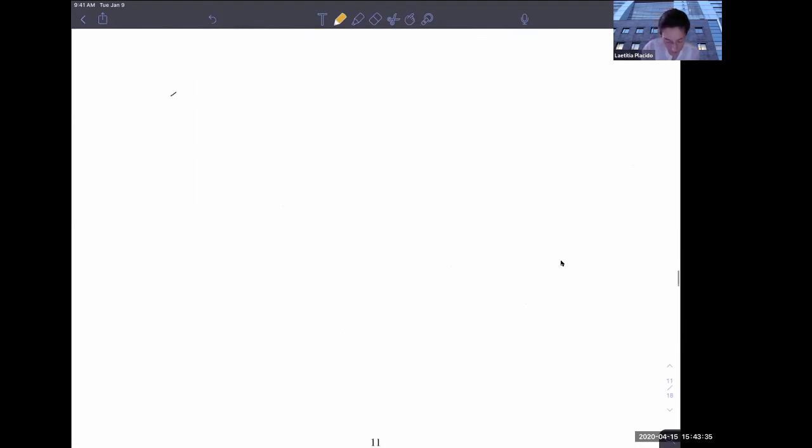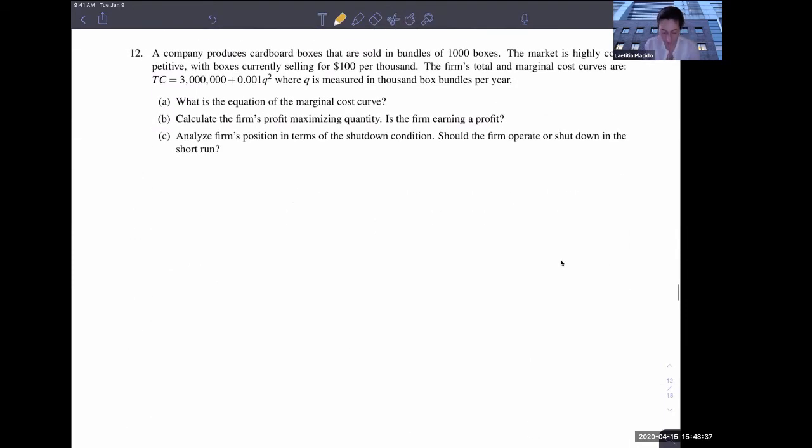Okay, let's move to question 12. A company produces card boxes. The market is competitive, which means the firm is price taking. Okay, so we have the price selling for 100 per thousand. The firm total and marginal cost, actually, there's only the total cost. So the firm total cost curve is this.